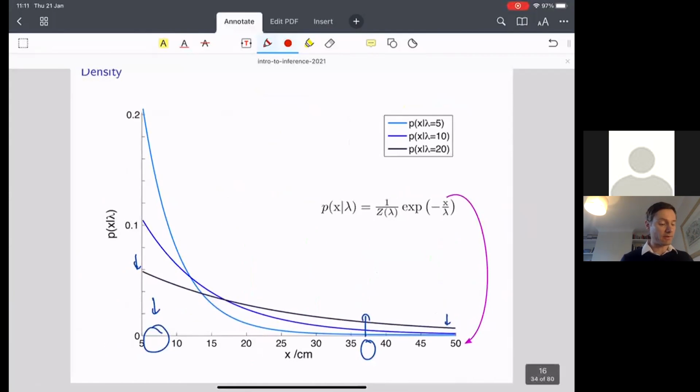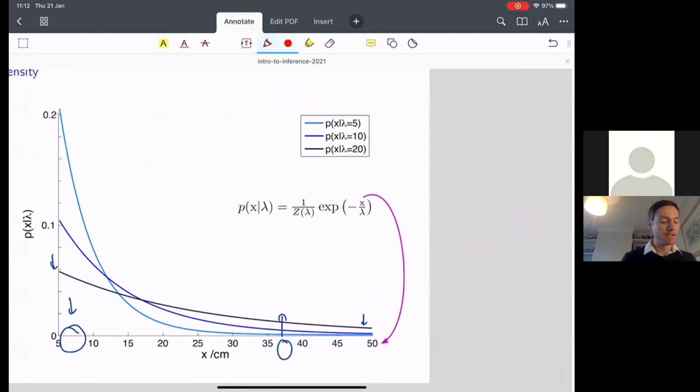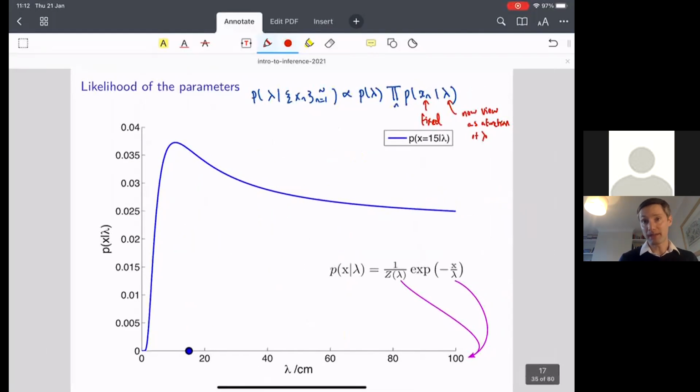Before, on the previous slide, we were viewing P of x given lambda as a function of x. And we're pretty familiar with that, and everything's sort of fine and dandy and fairly clear. Now, the way it participates in Bayes' rule is that we view it as a function of lambda instead, and x is fixed to the data. And here I've made a plot of that.